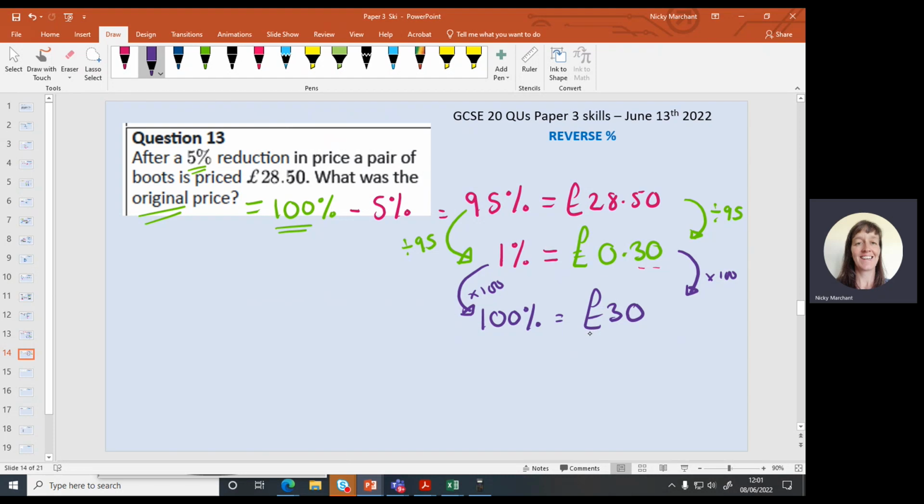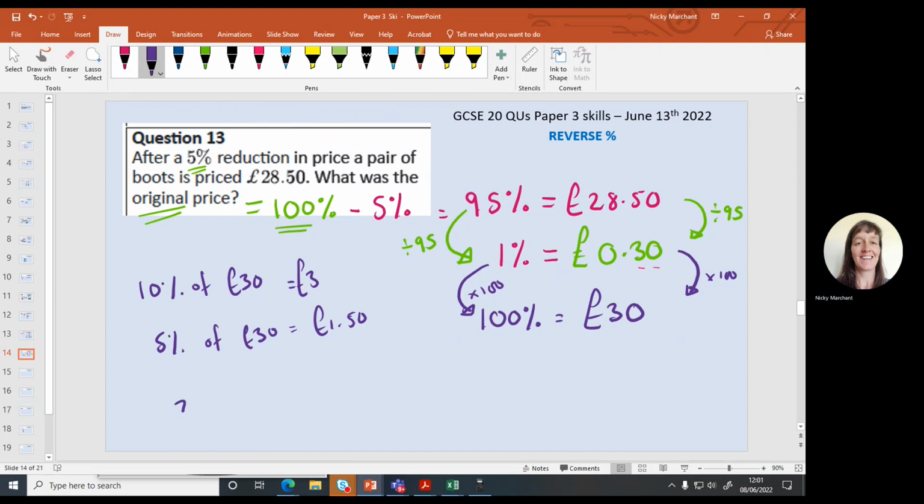Now, I can do a check here, a final check. If I have £30 and I take 5% off, I must end up at £28.50. So 10%, just a quick bit of check here, 10% of £30, okay, equals £3. Therefore, 5%, and again, you could use a calculator for this, just doing a quick check to show you, of £30 is £1.50. And if I do £30, take away £1.50, I have indeed got my £28.50. So I know that's worked, okay?